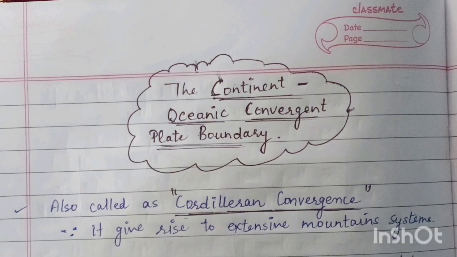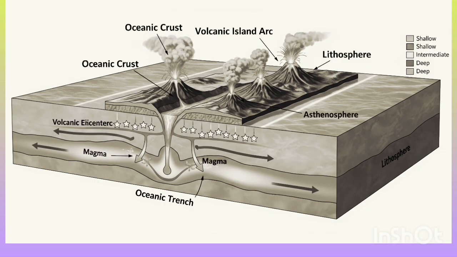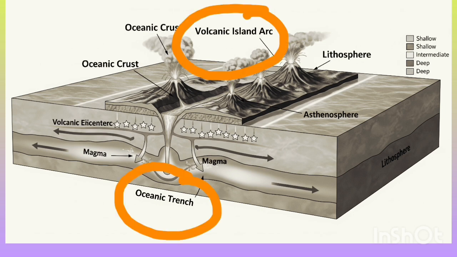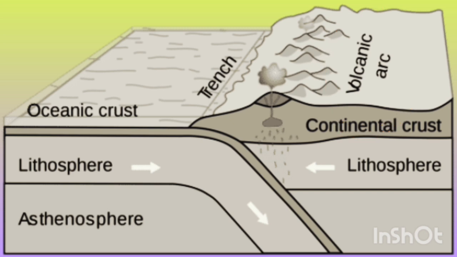This convergence is also known as a Cordilleran convergence. Why? Because it gives rise to an extensive mountain system. That's where it is different from the oceanic convergence. In that convergence, when two plates collide with each other and create a convergent plate boundary, they also create trenches plus volcanic island arcs. But here it creates continental arcs, meaning a chain of volcanic mountains.